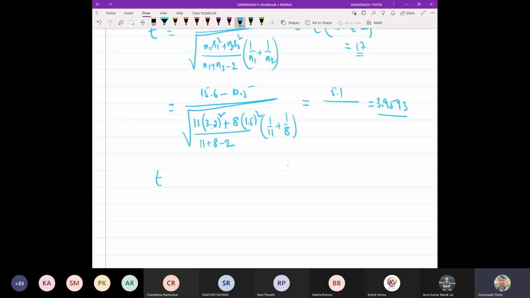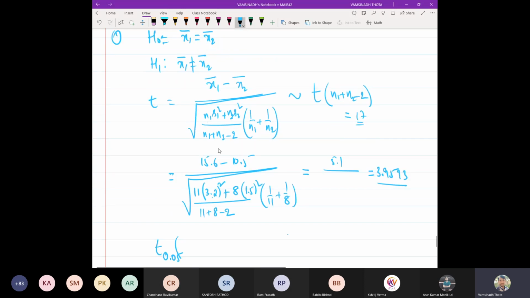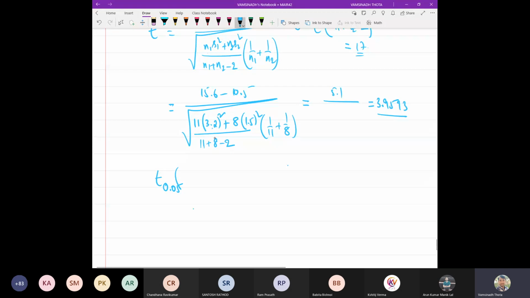Now what do we need to get? We need to get the statistical table value. For 5%, that is 0.05. What are the degrees of freedom here? Two samples of sizes n1 and n2, so n1 plus n2 minus 2. That is 11 plus 8, 19, minus 2, so that is 17. So get this value from the statistical table for 17 degrees of freedom, 0.05. That is 2.11, so the table value is 2.11.